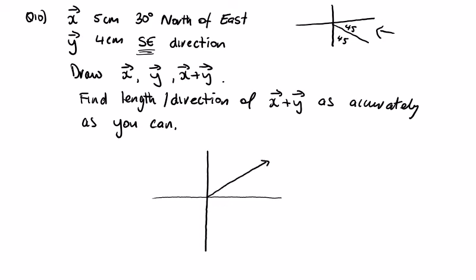So let's call this X, and that's 5 centimeters long. And that's my vector X. Y, 4 centimeters southeast. So southeast is, if I split this halfway, that should be southeast approximately. And if you measure that with a protractor, you can see it's pretty accurate. And this one is 4 centimeters. And that's my Y vector.